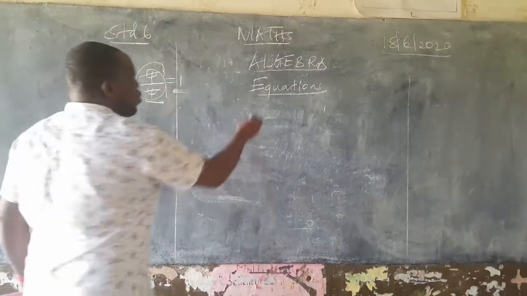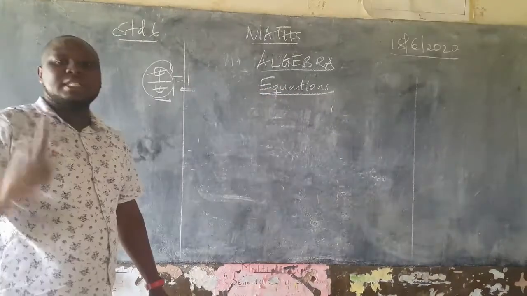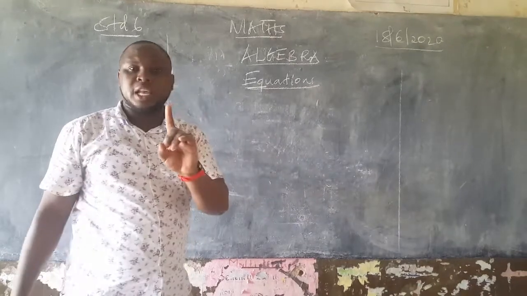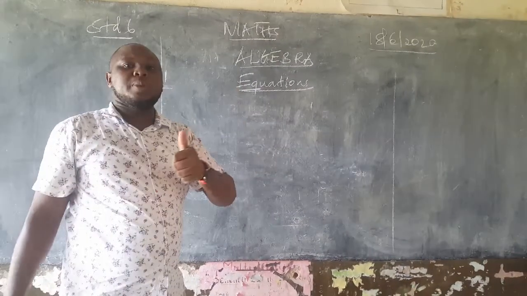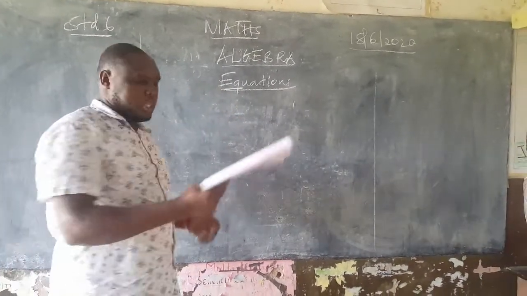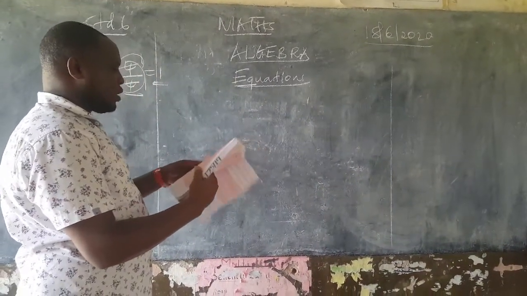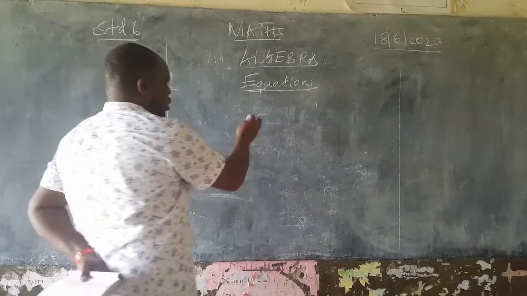Equations from the word equal, meaning that there's an equal sign. As you have seen in these two questions I've done, there's no equal sign. So in this case, we are going to experience questions that have an equal sign. So this is what we do. I want to give an example here of equations. And I want to draw something here.